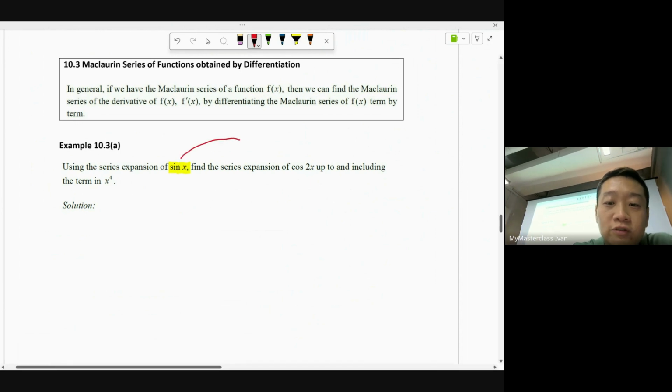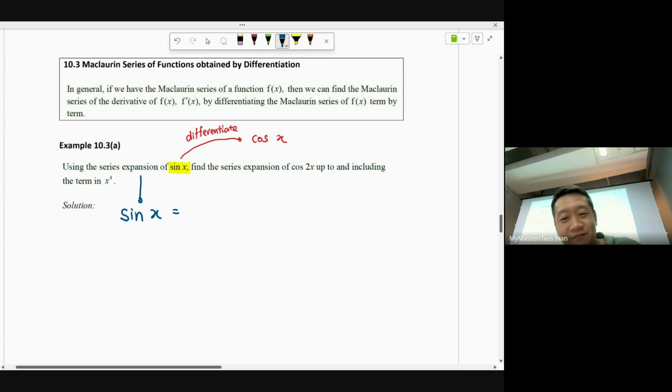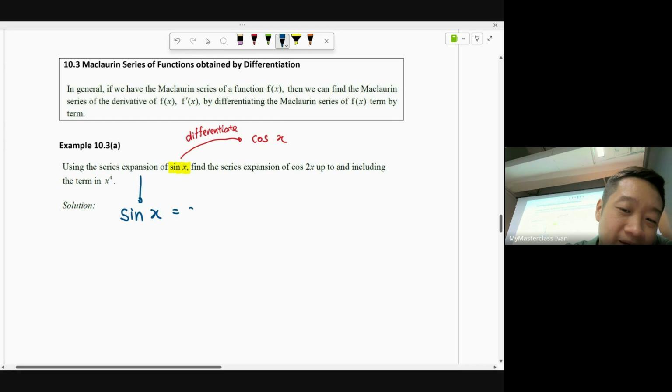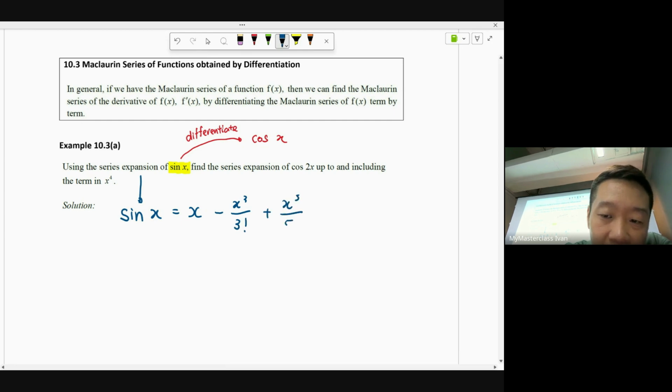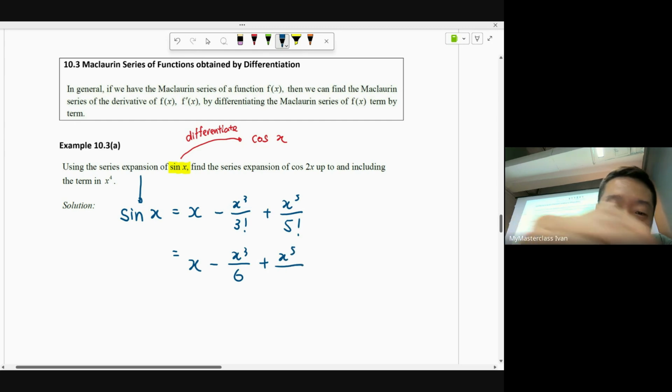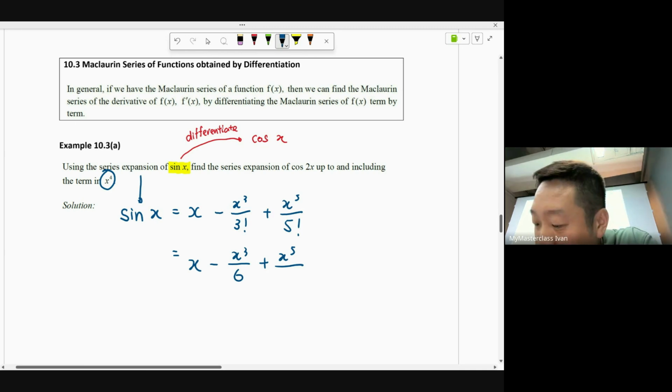Sine x, how to get to cosine x? How? Very good. Not expecting from you, but yes, well done. Okay, so using the standard expansion, sine x is equal to... go to the first page. Tell me what is sine x equal to. x minus x cubed over 6 plus x power 5. You don't know why I need x power 5, because I want x power 4 later on, so I need to differentiate. 5 factorial is 120.